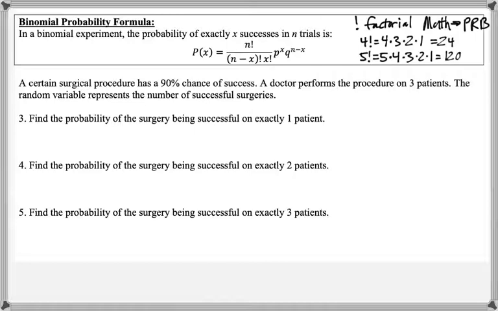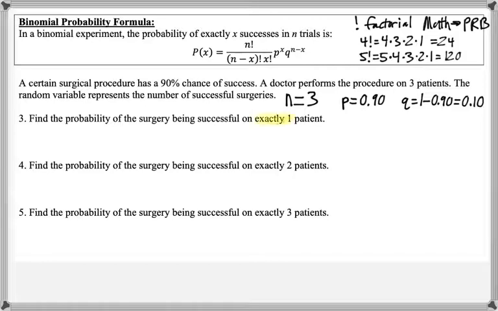A certain surgical procedure has a 90% chance of success. A doctor performs the procedure on 3 patients. The random variable represents the number of successful surgeries. So n is equal to 3, p is equal to 0.9, q is equal to 1 minus 0.9, which is 0.1. Find the probability of the surgery being successful on exactly 1 patient.